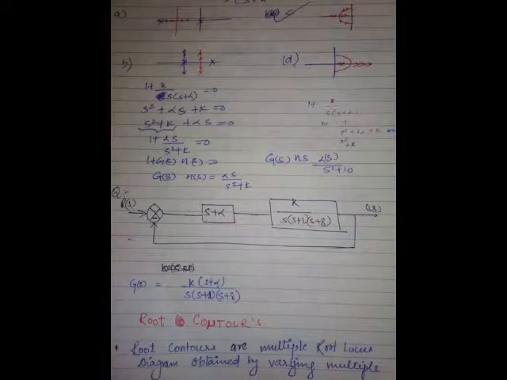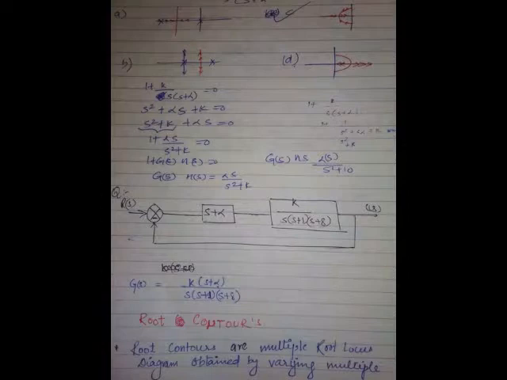Because P minus Z is 1, only one asymptote will be there. In root locus it will be 180 degrees. In inverse root locus it will be 0 degrees. This line itself is the asymptote. For one asymptote there is no need for a centroid, because this line itself is the asymptote.